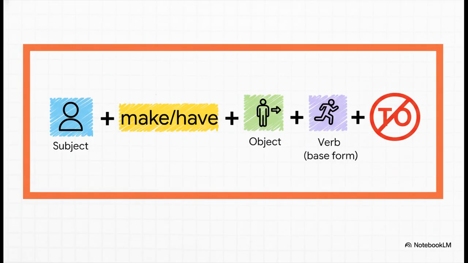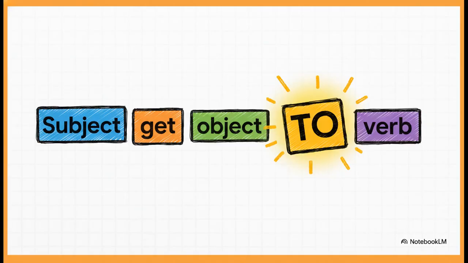Okay, let's get into the grammar because this is crucial. For both make and have, the structure is super simple. Subject, then make or have, then the person, and then the action verb. And here's the key thing to remember. There is no to, just the plain, simple base form of the verb. But get is the rule breaker. With get, you always have to use to before that next verb. Seriously, this is one of the most common mix-ups, so if you can nail this one little detail, your English is going to sound so much more natural.